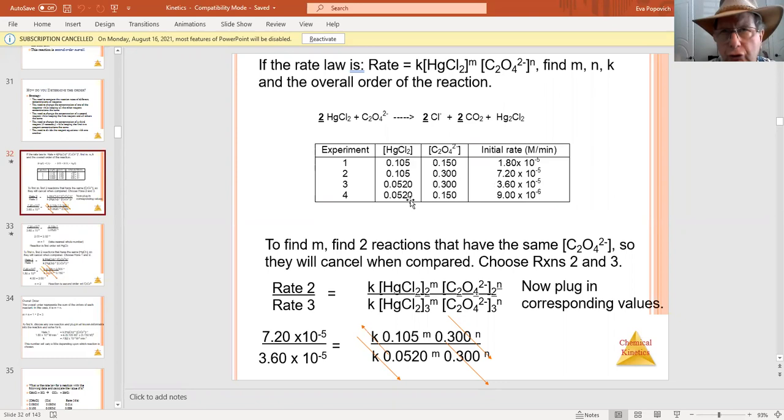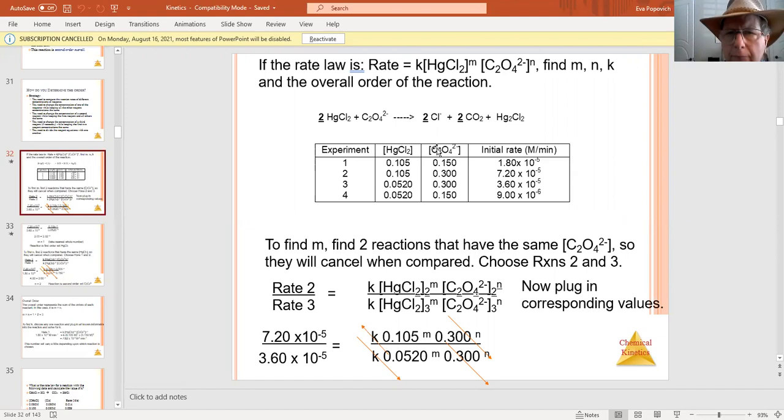What's the value of m? Isn't it 1? 1. So that's the order. That would be the order of the reaction with respect to mercuric chloride. Now you've got to do the same thing all over again, only this time you're keeping the HgCl2 the same and changing the C2O4. Okay. Solve it again. You get the order with respect to the oxalate.